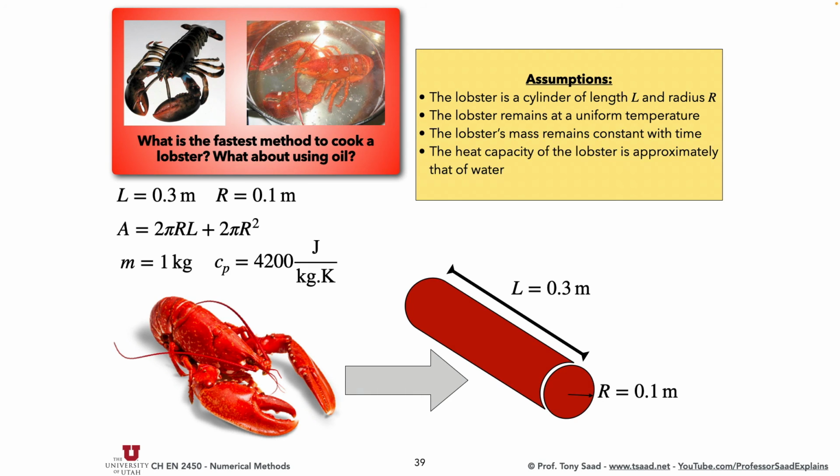So we have L, 30 centimeters, and a radius of 10 centimeters. The surface area of the lobster is what matters. For this cylinder, you've got the area of the front and the back of the cylinder, and the surface area of the cylinder itself. So we get that area, 2 pi R L plus 2 pi R squared. And the mass is 1 kilogram, and that heat capacity or specific heat is 4,200.